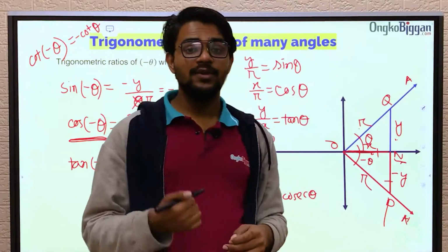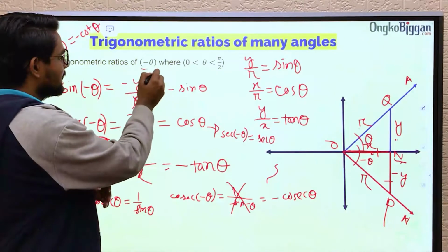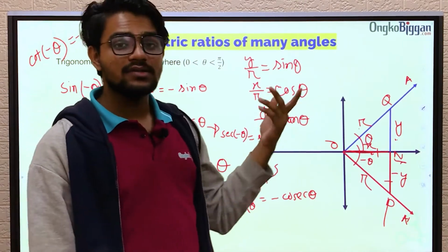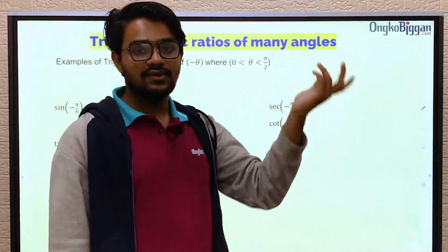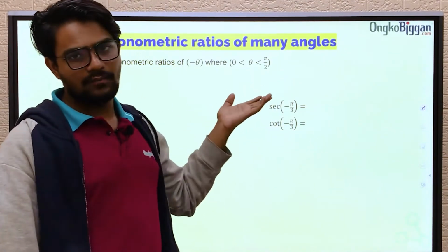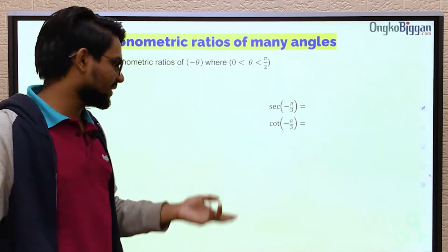We've learned the trigonometric ratios of negative theta, that is minus theta. We will move on to do some maths so that you can easily understand how you can use this concept in your exam hall or in finding the angles.